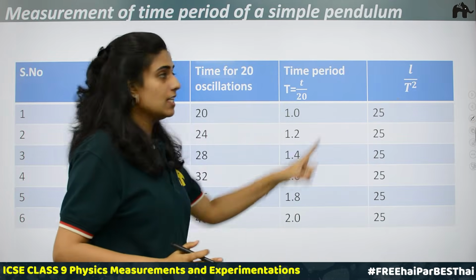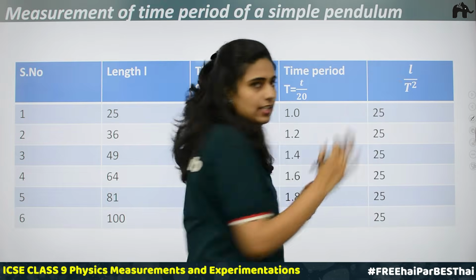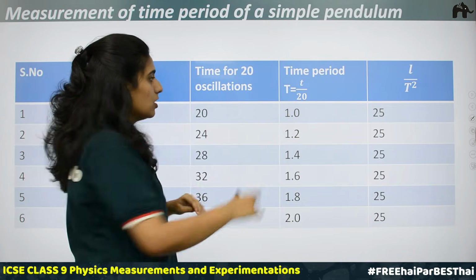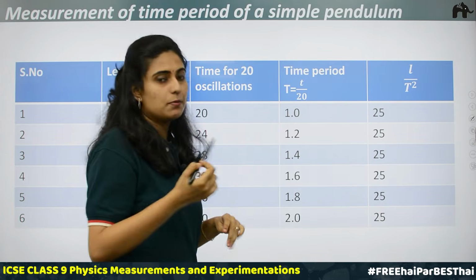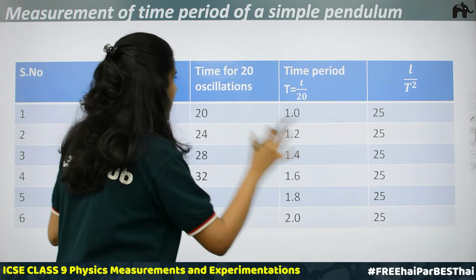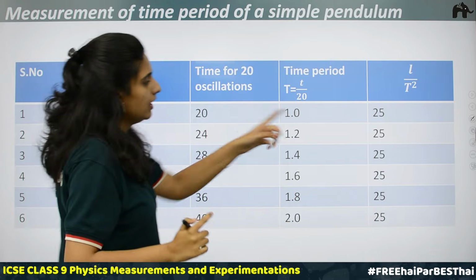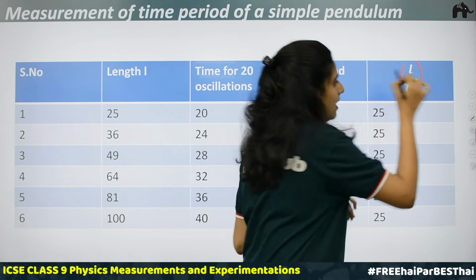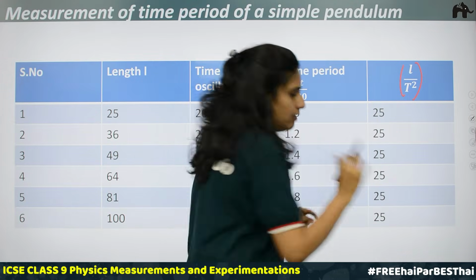Next, we will be finding L by T square. We will understand why we need to find this. These are the time period values. So, T square: 1 square will be 1, 1.2 square, 1.44. Like that you will be finding T square values and divide the length L by this T square value. Then you will be getting the same value, which means this L by T square that we are getting will be a constant. Here we are getting 25.